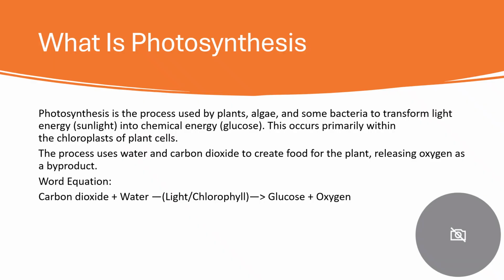What is photosynthesis? Photosynthesis is the process used by plants, algae, and some bacteria to transform light energy, sunlight, into chemical energy, glucose. This occurs primarily within the chloroplast of plant cells. The process uses water and carbon dioxide to create food for the plant, releasing oxygen as a byproduct. The word equation is carbon dioxide plus water, with light and chlorophyll, gives you glucose plus oxygen.